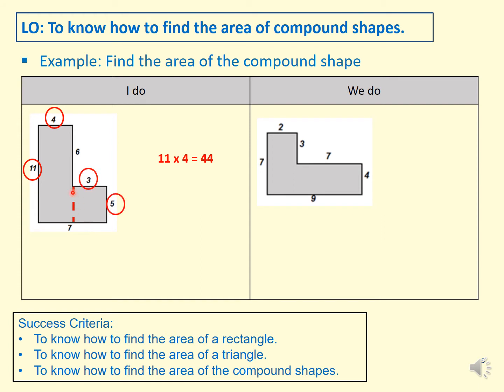The whole length in here and the whole length in here. So the area of a rectangle is width times length. So 3 times 5 is 15.